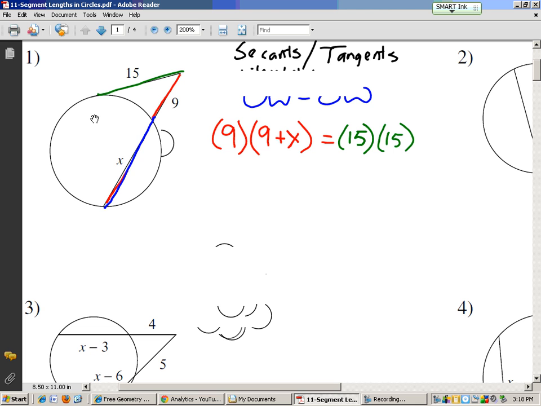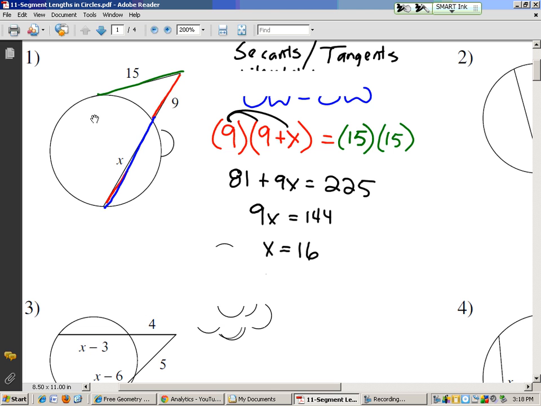All right, so now let's multiply this. And I'm going to distribute here, and I'm going to get 81 plus 9x equals 225. Subtracting 81 from both sides, I'm going to get 9x equals 144. Dividing by 9, I'm going to get x equals 16, and I'm done. These don't take that much work.